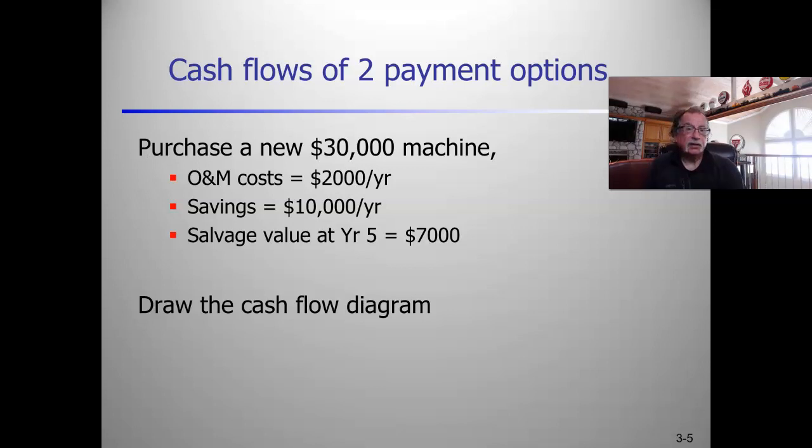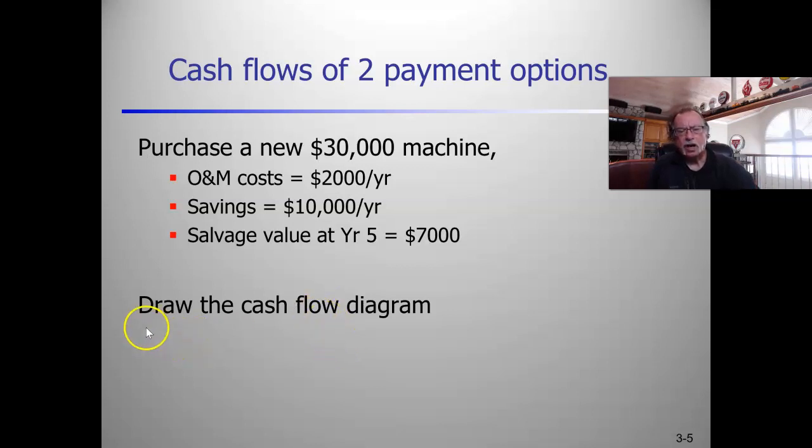And so you could think of this $30,000 machine as a car or a truck. And it's going to cost us $2,000 a year to operate. And maybe this truck will allow us to do our job better, and we will save $10,000 a year. And so we'll have a net benefit of $8,000 a year. And then at the end of the 5th year, we anticipate a lot more maintenance expenses. We're just going to sell the truck for $7,000.